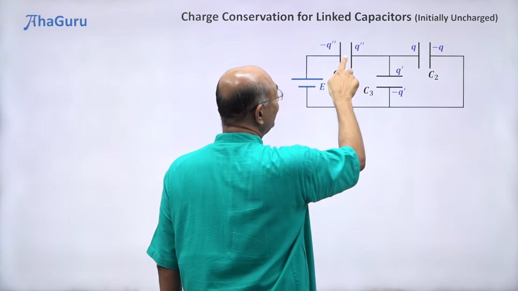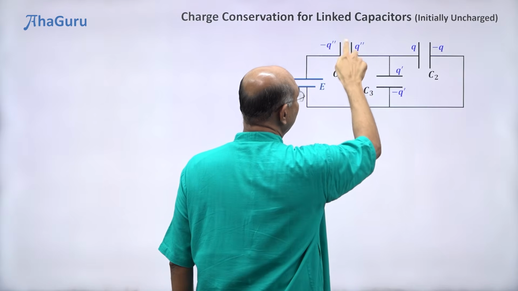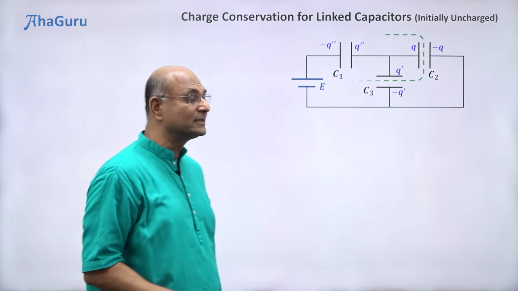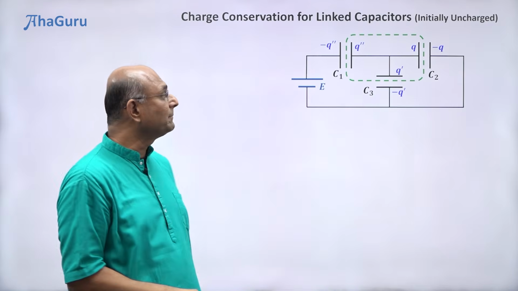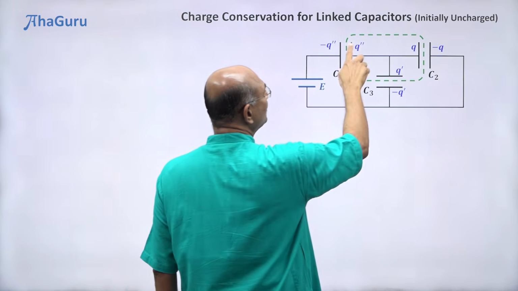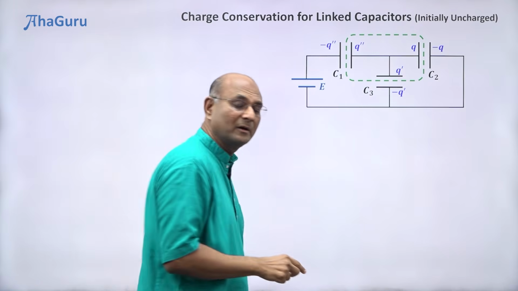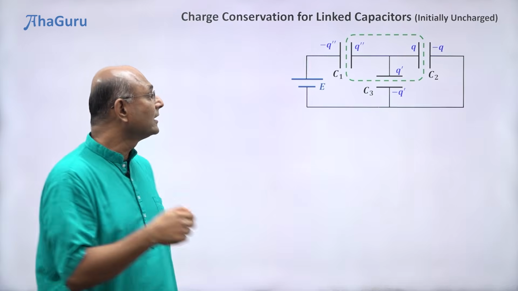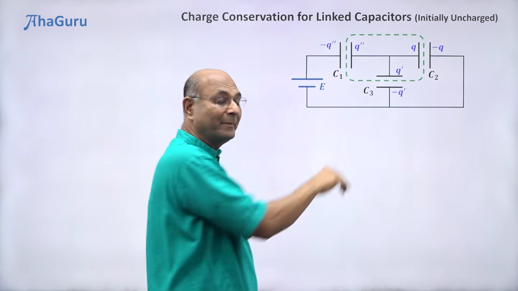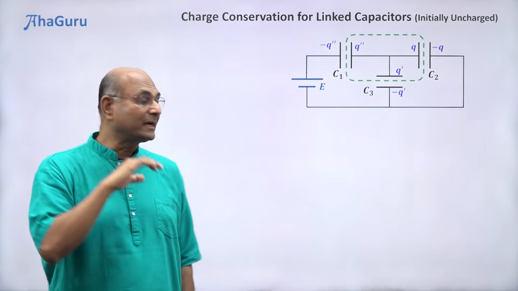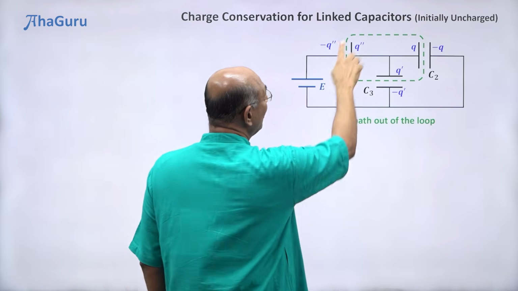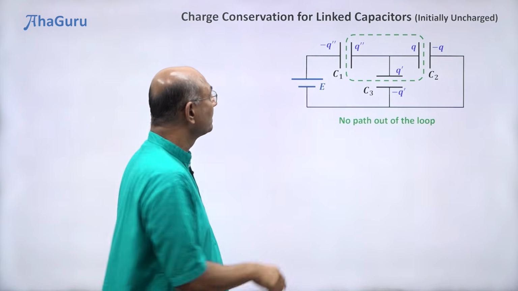Because you see that this plate, this plate, this plate, you can draw a loop like this around it. That's what makes them linked. And so the total charge inside this loop, there is no path from outside, right? So it cannot go outside, it cannot come in. So the total charge inside must be conserved. There is no path out of this loop, right?